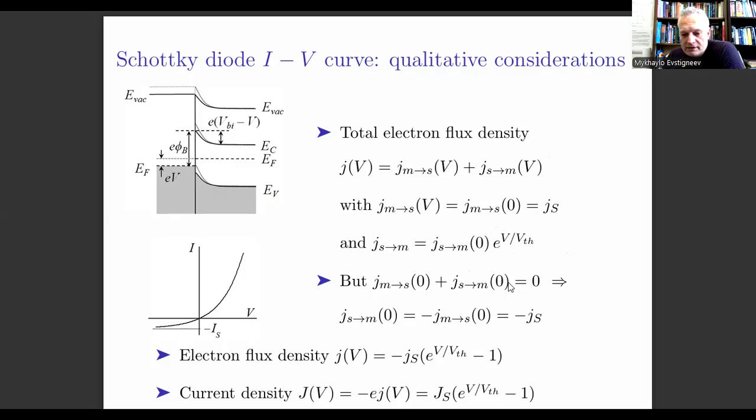What is the prefactor? Now we know that in equilibrium, when no voltage is applied, when voltage is zero, the metal to semiconductor flux density and the semiconductor to metal flux density must perfectly balance. So when voltage V is zero, then the semiconductor to metal flux density, J semiconductor to metal, has the value opposite to the J metal to semiconductor flux density.